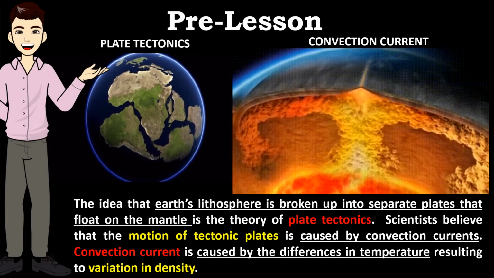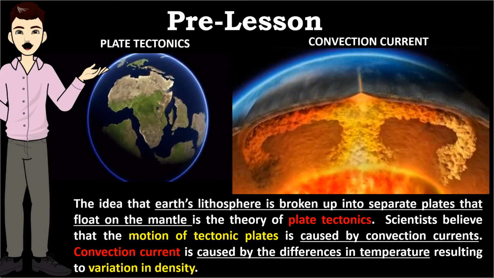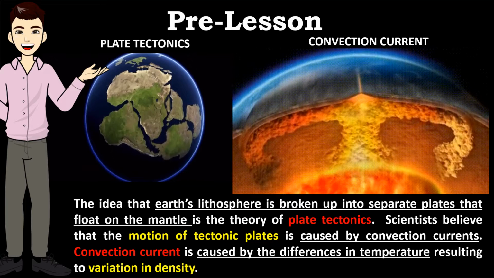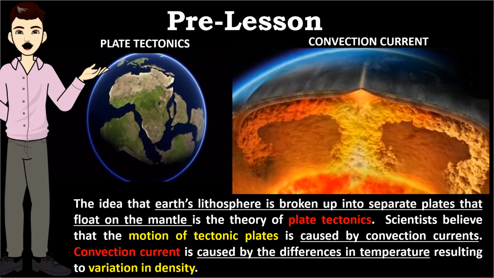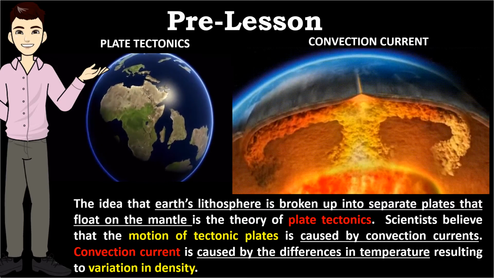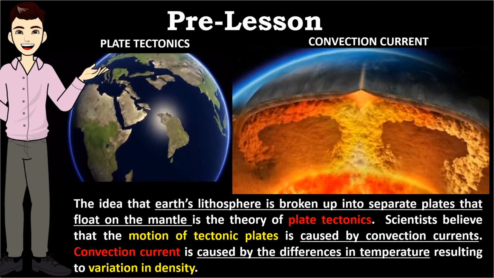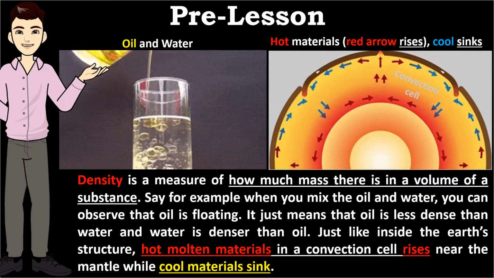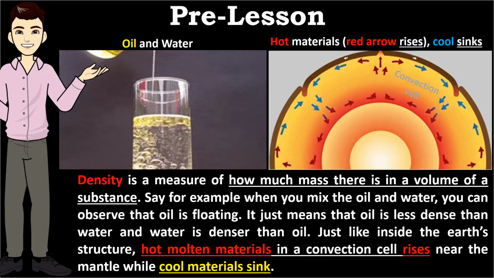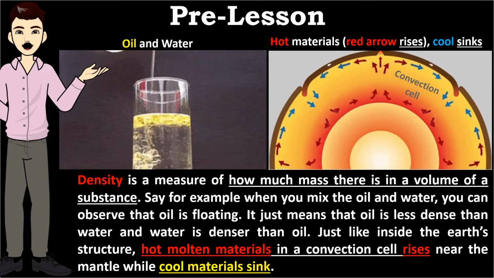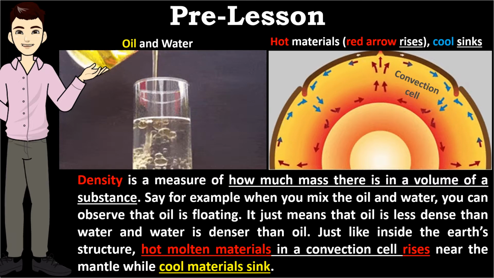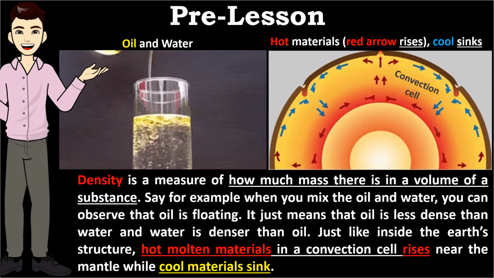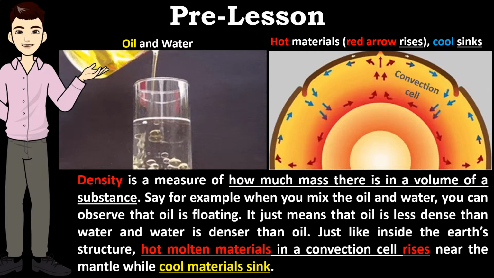The idea that Earth's lithosphere is broken up into separate plates that float on the mantle is the theory of plate tectonics. Scientists believe that the motion of tectonic plates is caused by convection currents. Convection current is caused by the differences in temperature resulting to variation in density. Density is a measure of how much mass there is in a volume of a substance. Say for example, when you mix the oil and water, you can observe that oil is floating. It just means that oil is less dense than water and vice versa. Just like inside the Earth's structure, hot molten materials in a convection cell rise near the mantle while cool materials sink.